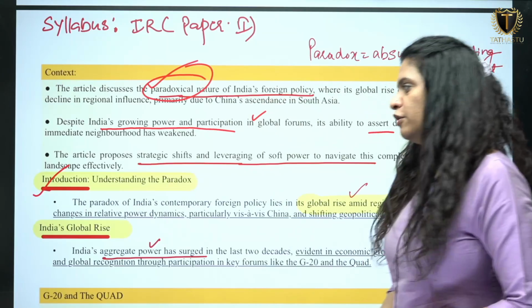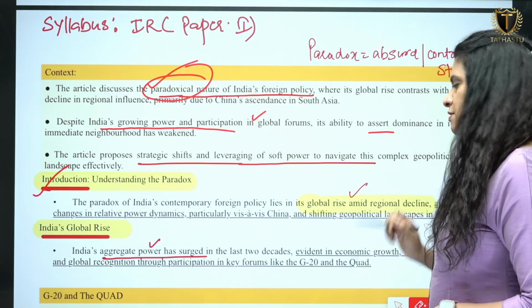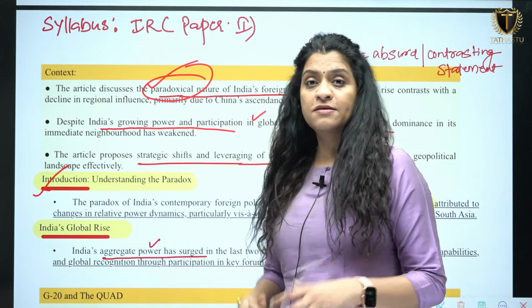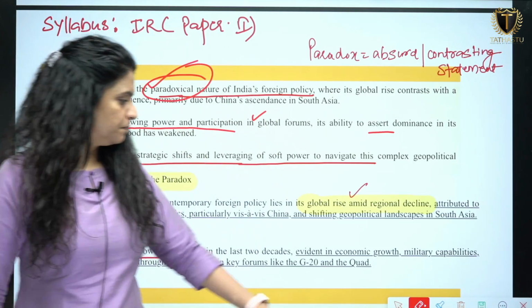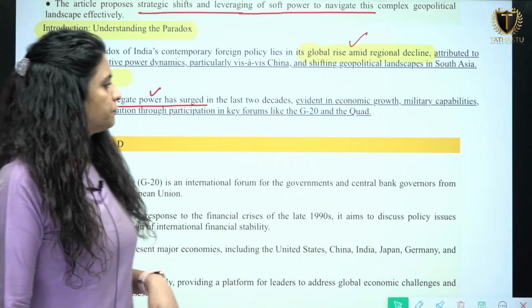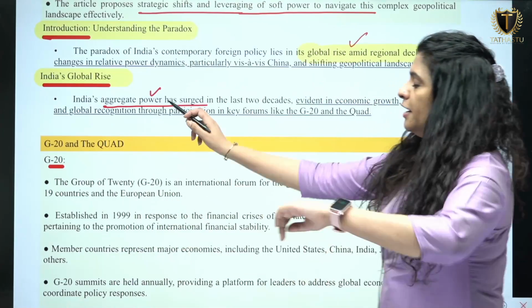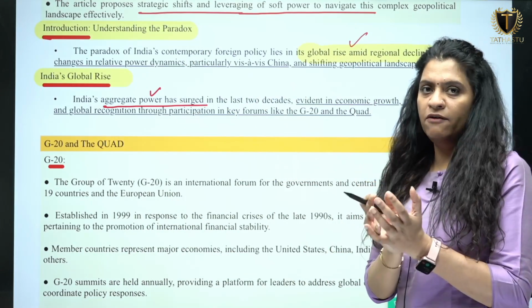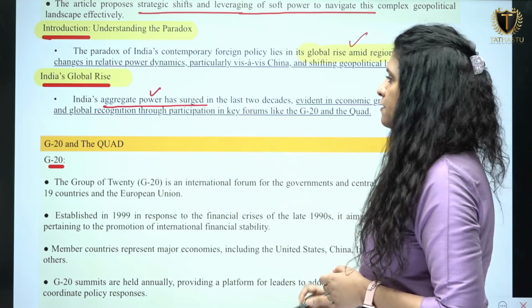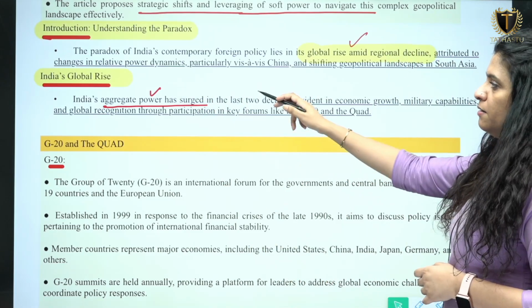Introduction. Understanding the paradox. क्या है paradox? Global rise, regional decline. India's global rise. How is it evident that India is rising globally? Let's look at this part. Read this line: India's aggregate power has surged in the last 2 decades. जो effective power है that of India, that has increased. That could be seen in the past 20 years.